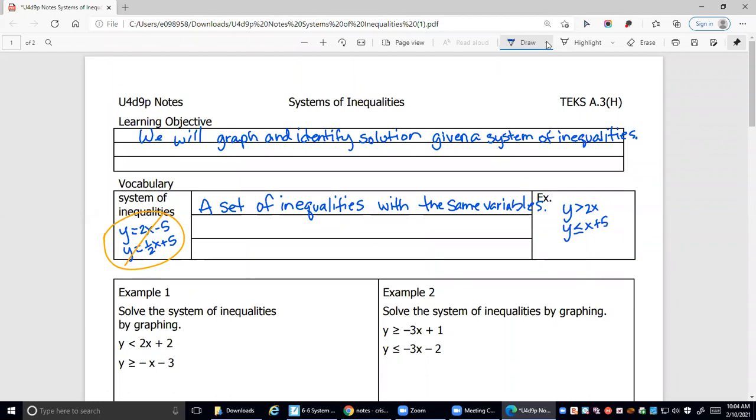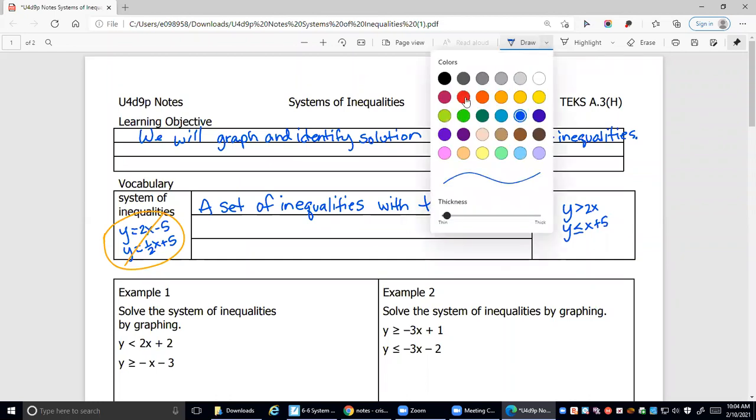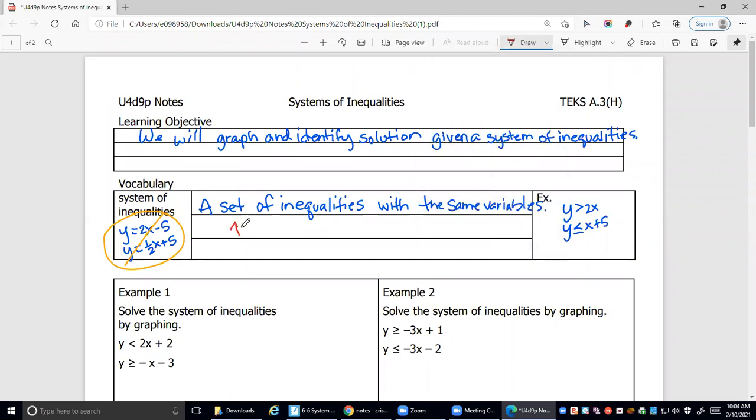And whenever we talk about a set of inequalities, typically we are discussing it with 2, but it's really at least 2. So meaning that we could have more than 2 inequalities. Okay. Any questions so far? All right.